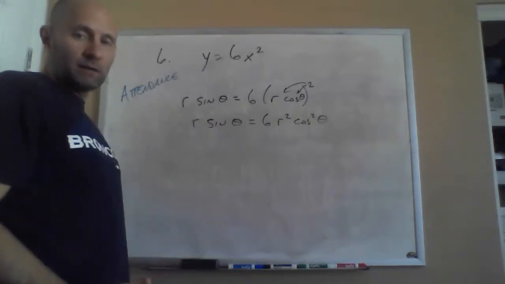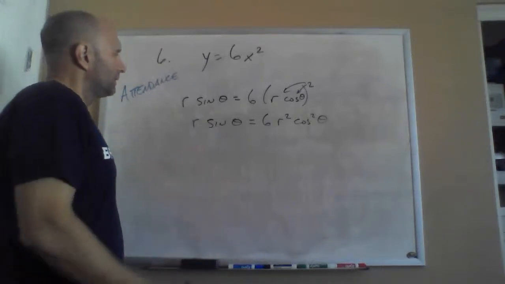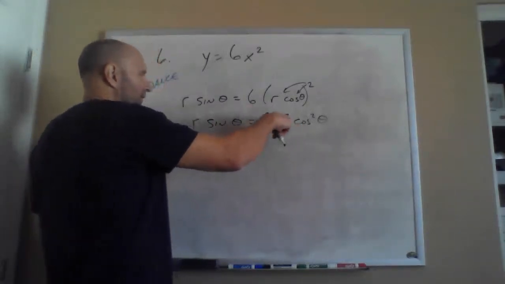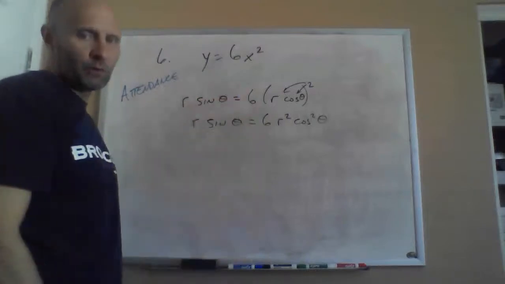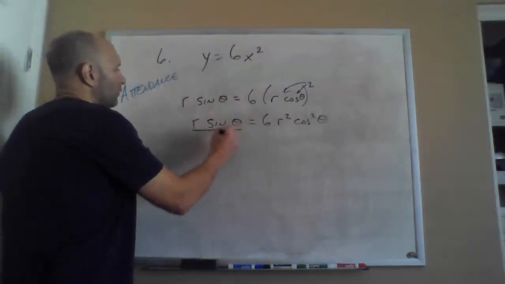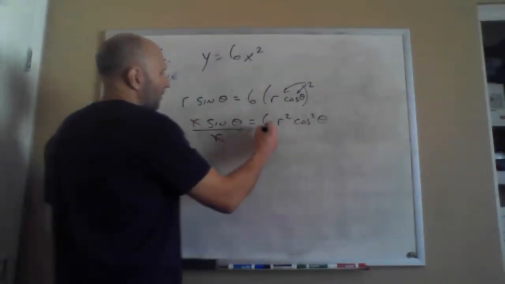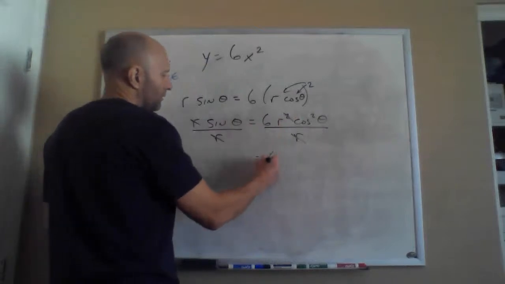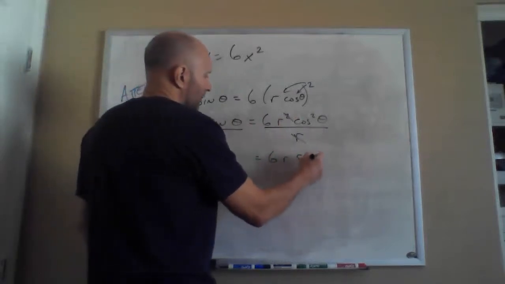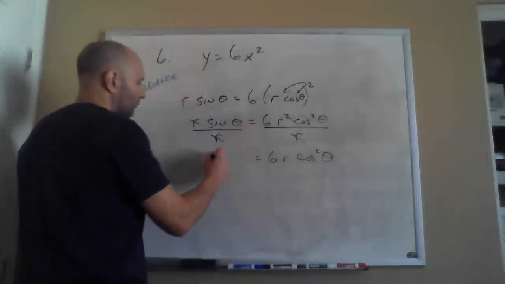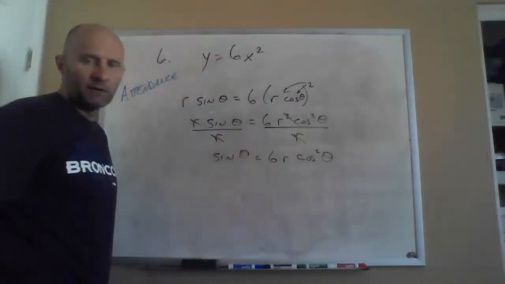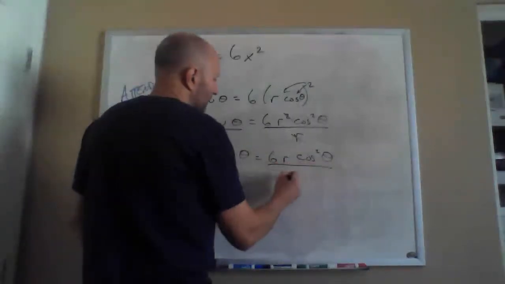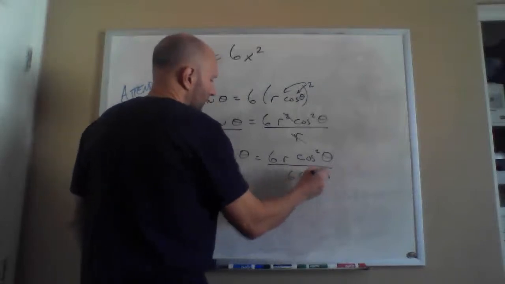So now, ideally, I want R equals something. So I could leave the R here and divide by sine, but on this side, I'd have to divide by R squared, and now I don't get R at the end. So if I just divide everything by R, that leaves me with just one R here on the right. So 6R cosine squared theta is equal to sine of theta. Now to get R by itself, divide everything by 6 cosine squared.